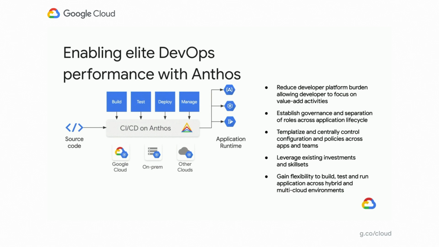It reduces the developer platform because it shields the developers from knowing the details of the platform so that they can focus on value add activities. It establishes governance and separation of roles across application lifecycle. And organizations are able to centrally control configuration and policies across applications and teams. It also allows them to leverage existing investments and skill sets because Anthos is based on Kubernetes and it can run on any cloud platform. And it also provides them the flexibility to build, test, and run their applications wherever they choose.